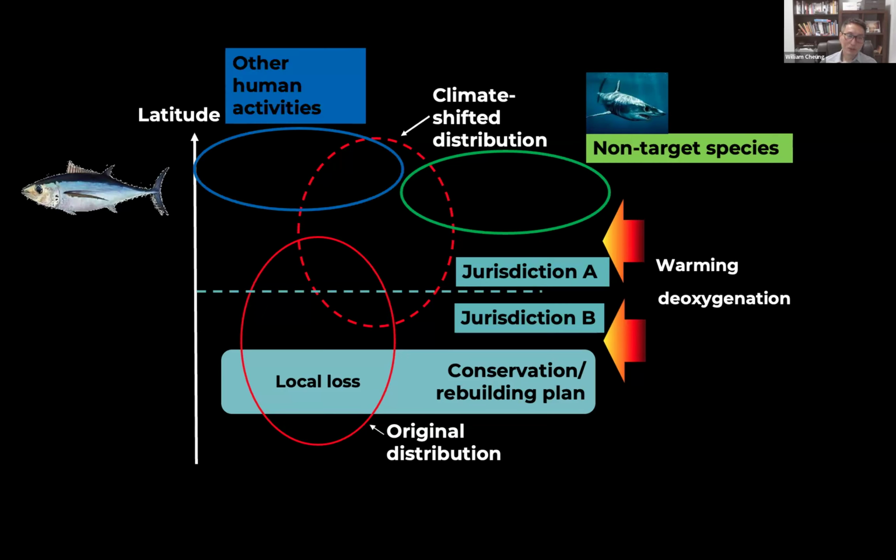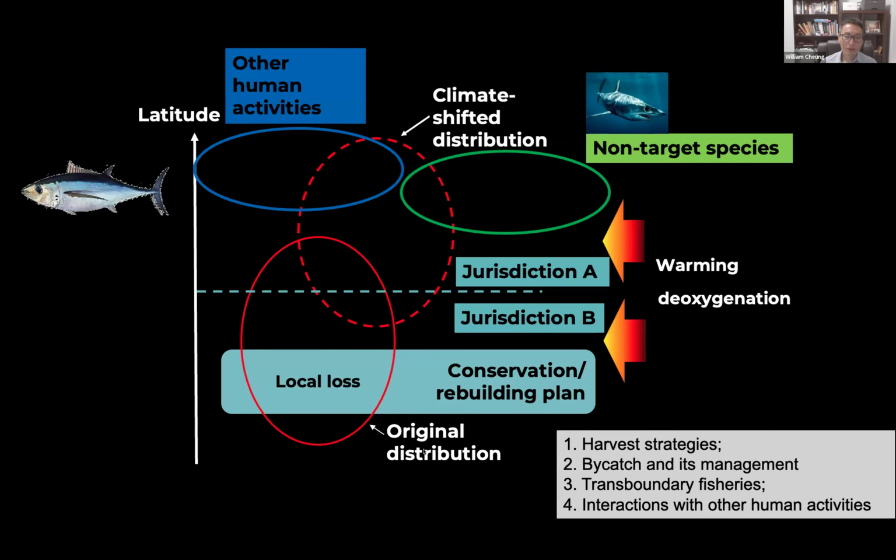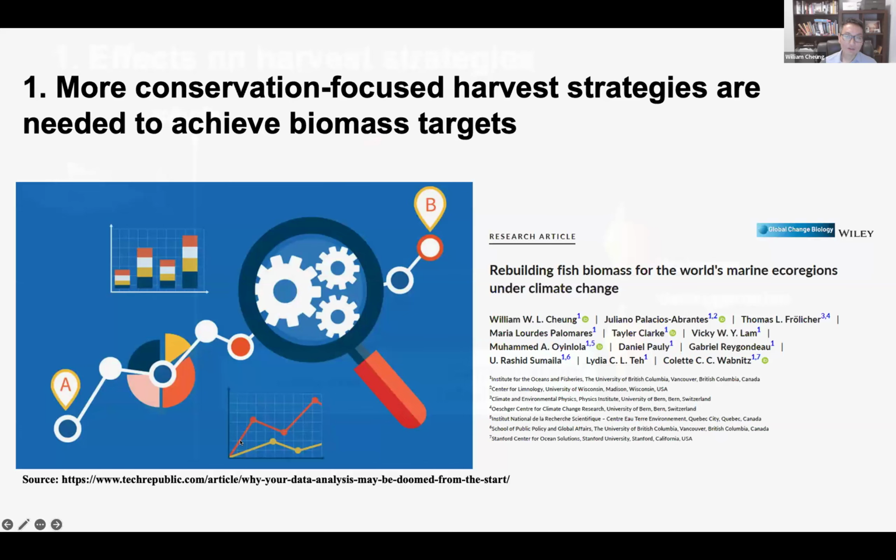And also, such shifts in distributions will bring in new or intensified interactions with some other human activities. And so in my talk, I will highlight examples to illustrate how these changes would challenge harvest strategies, bycatch management, transboundary fisheries, and interaction with other human activities. So let's talk about the first thing, which is the implications for harvest strategies as the fish shift their distributions and abundance. I'm drawing examples from recently completed studies where we used computer simulation modeling tools to explore the changes in distributions of fish stocks and how that affects the harvest strategies.